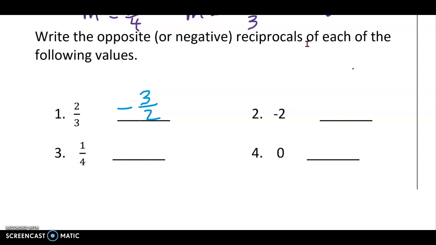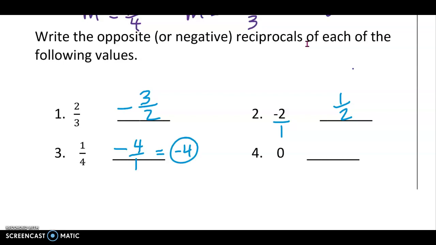Hopefully you've tried these three and are now checking your answers. Now with a whole number, it's not a fraction. But remember, we've talked about how whole numbers you can put over 1, because -2 over 1 is the same thing as -2. So since it is negative, our new slope will be positive, and then we flip the numerator and denominator. 1/4, if we were to flip it, first let's change the sign from positive to negative. And then when we flip it, we would get 4 over 1. But remember, 4 divided by 1 is 4. So it's a whole number, -4.